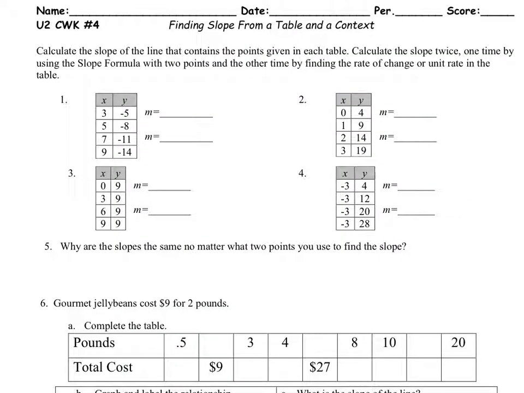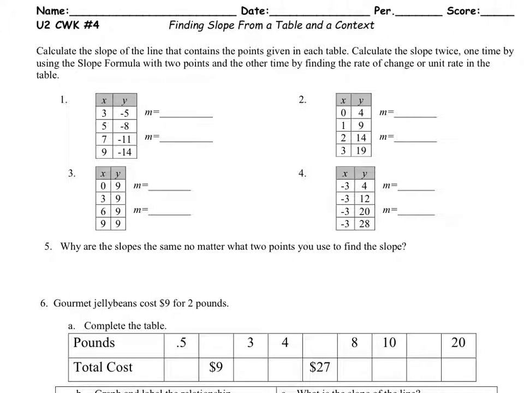So this leads us to this pot of gold. You guys love it, right? Calculate the slope of the line that contains the points given in each table. Calculate the slope twice. One time by using the slope formula with 2 points, and the other time by finding the rate of change or unit rate in the tables.